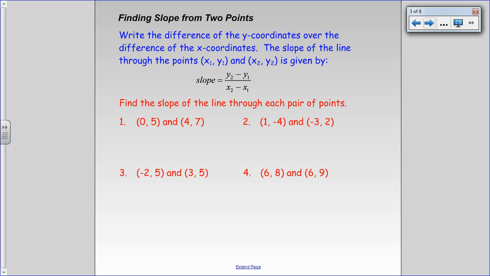We will find the difference of the y-coordinates and make that the numerator of our slope. We'll find the difference of the x-coordinates and make that the denominator of our slope. In the formula, the subscripts 1 and 2, little numbers to the right and below the x's and y's, are simply indicating the x and y coordinates of each point.